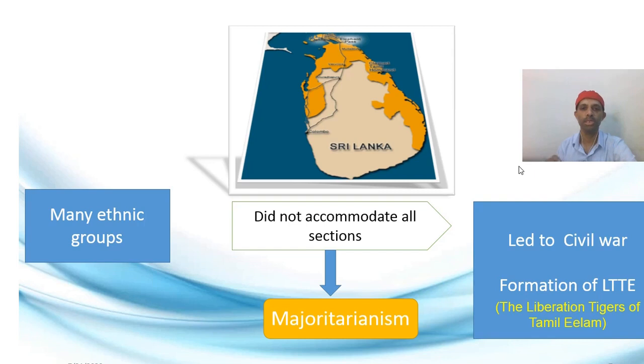Like what happened in Belgium, the Sri Lankan majority community did not go for accommodating all the sections. Instead, they adopted the policy called majoritarianism. Such a policy called majoritarianism led to civil war in Sri Lanka. Tamils formed a separate group called LTTE, the Liberation Tigers of Tamil Eelam. So you can see the clear difference between Belgium and Sri Lanka. Sri Lanka did not go for power sharing. Instead, they had gone for a policy called majoritarianism, where the majority community ruled through constitutional amendment according to their wish.